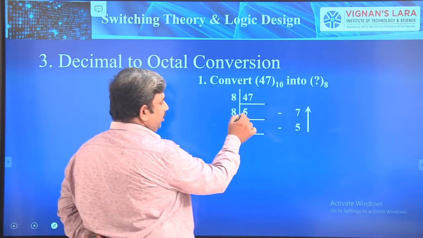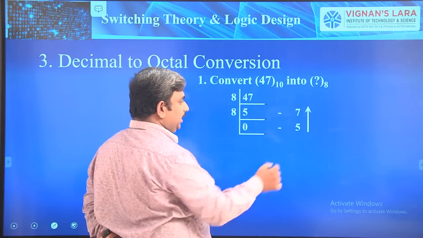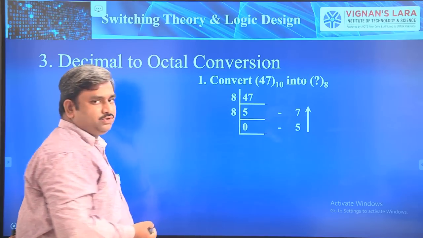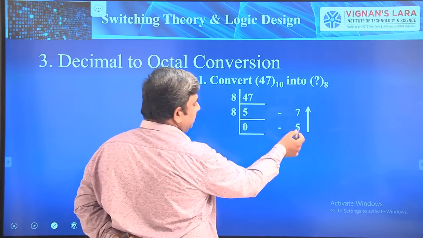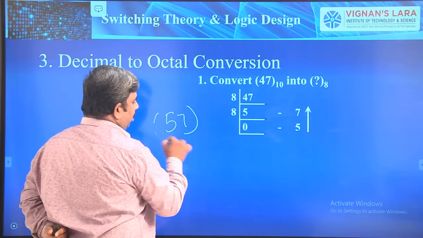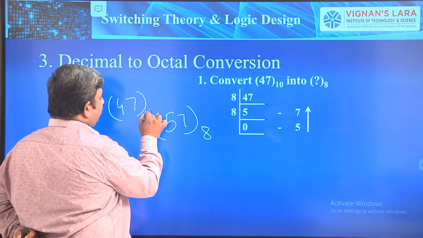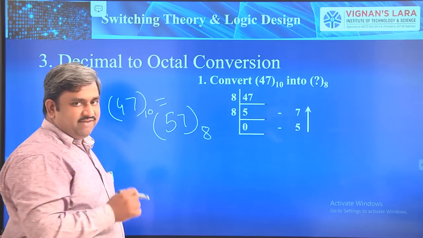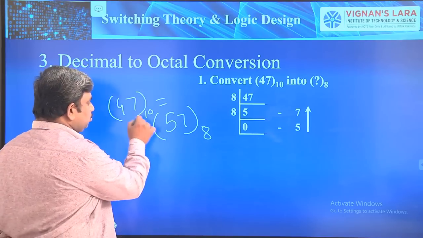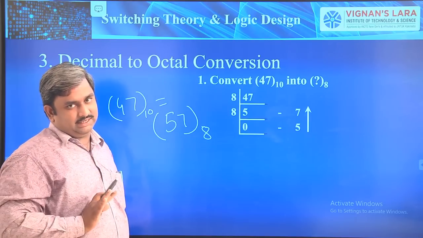So 8 5s are 40, and the remainder is 7, since 47 minus 40 is 7. There is no chance to divide the 5 further, so I represent it with 0 times and the remainder is 5. Now the answer is 57 of base 8. So this is equal to 47 of base 10. That is, 47 of base 10 is equal to 57 of base 8. These two are equal numbers, but we are representing them with different number systems.